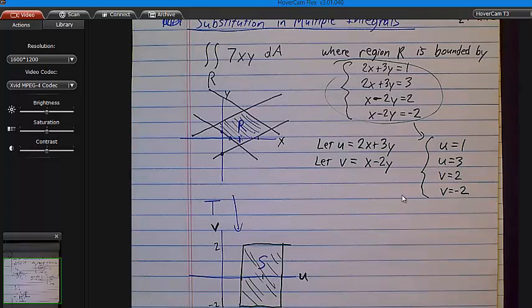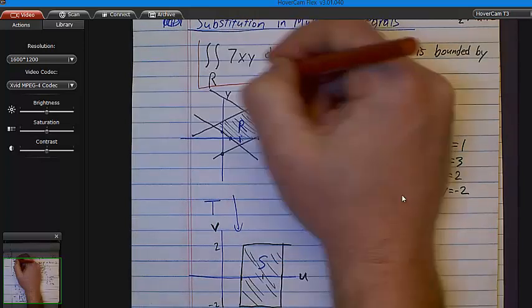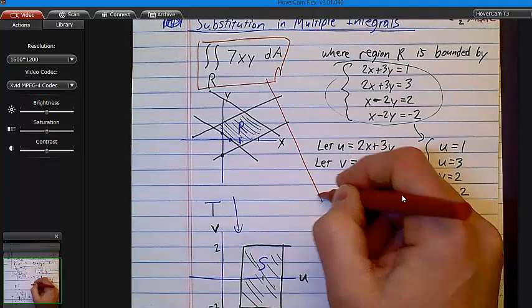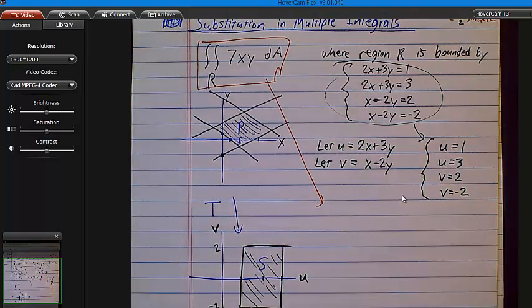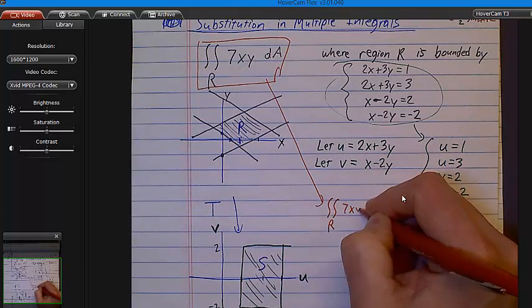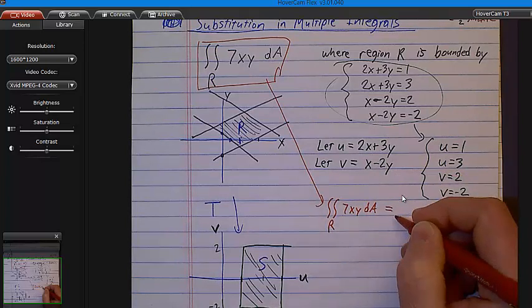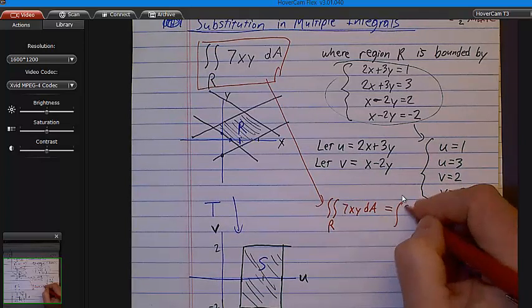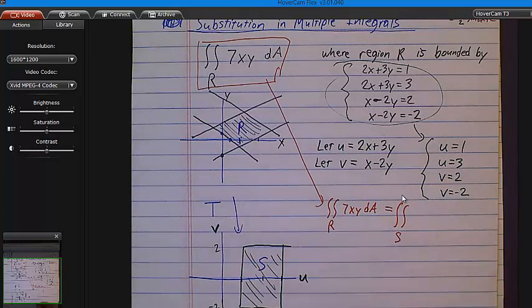So now what I need to show you is how to change this integral to a double integral over S. Well, here we go. The double integral over R of 7xy dA is equal to the double integral over S times what? Well, let's see. I guess I have some work to do.